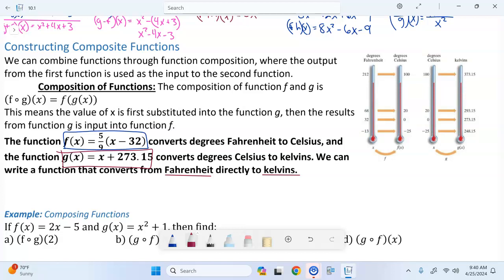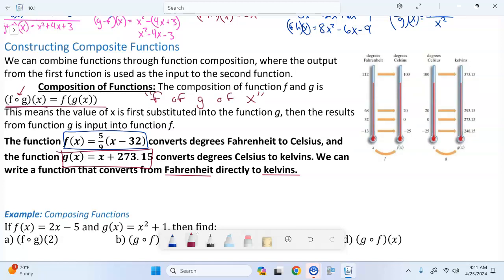Neither. One function becomes the input into the other function. And so this is our notation right here. Okay? Now, we have that symbol. This expression is read as f of g of x. That's how we read that function.